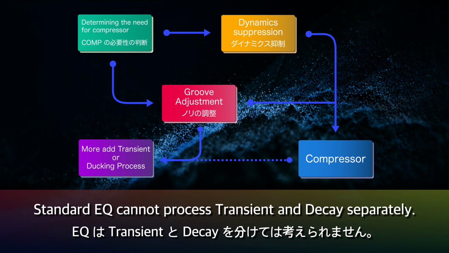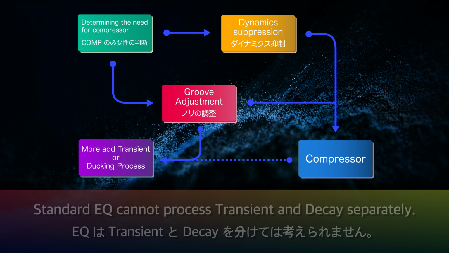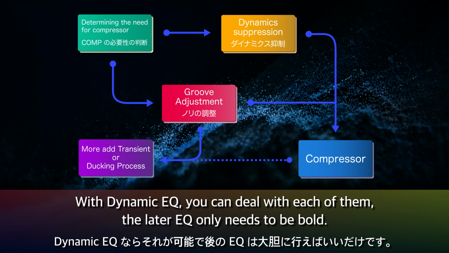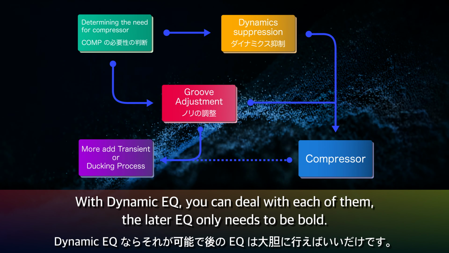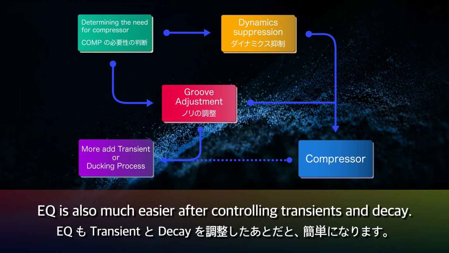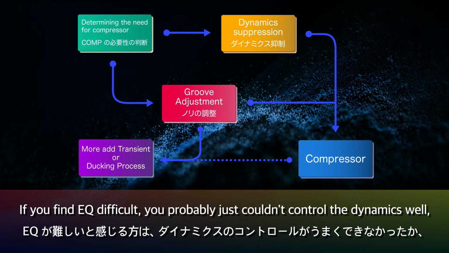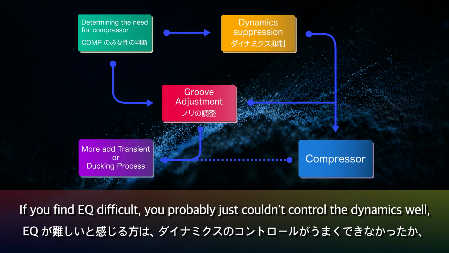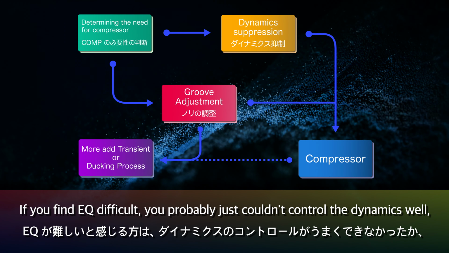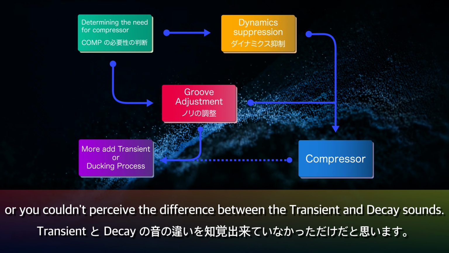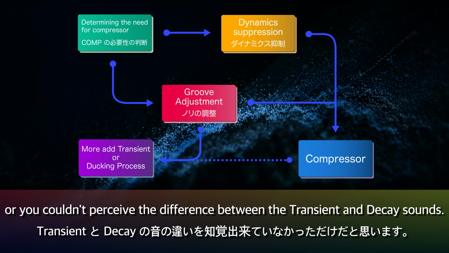EQ cannot process transient and decay separately. With dynamic EQ, you can deal with each of them. The later EQ only needs to handle both. EQ is also much easier after controlling transient and decay. If you find EQ difficult, you probably just couldn't control the dynamics well, or you couldn't perceive the difference between the transient and decay sound.